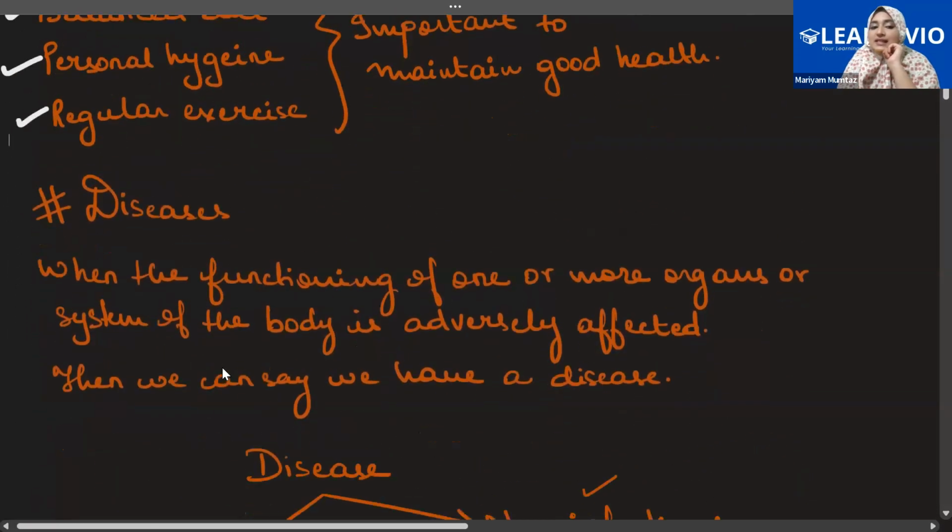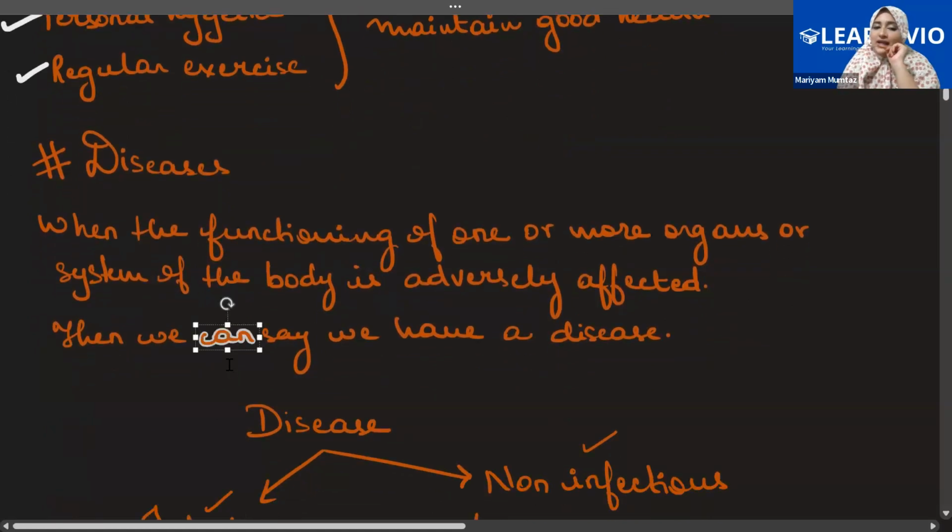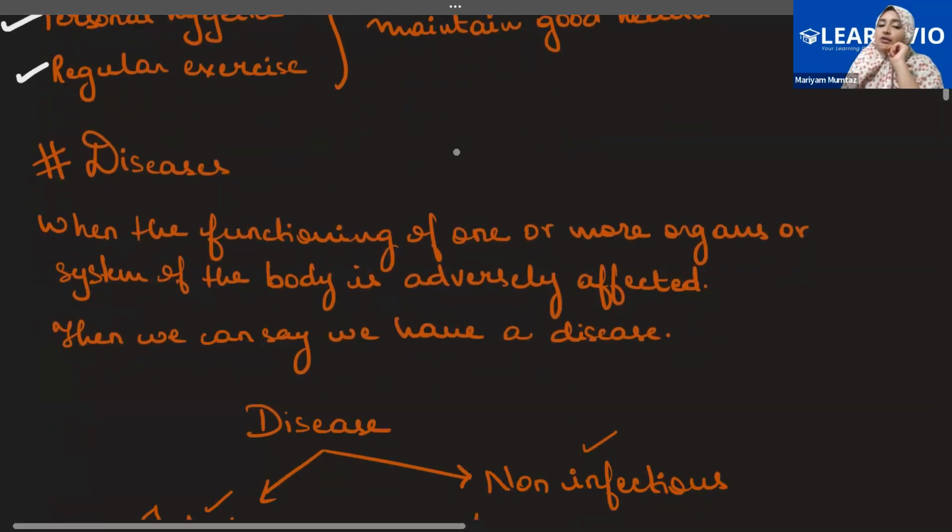Now coming on to diseases. When the functioning of one or more organs or systems of the body is adversely affected, then we can say that we have a disease.